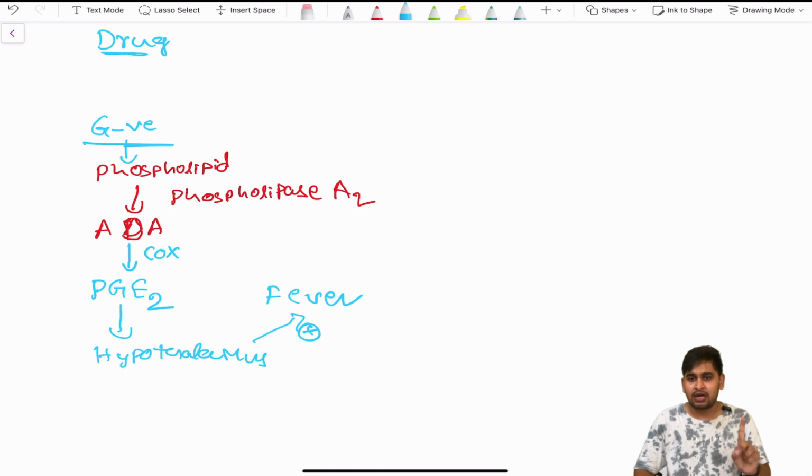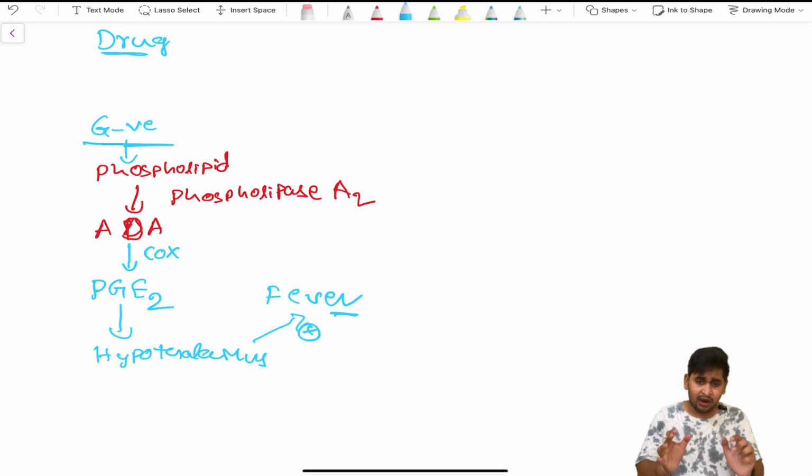COX means cyclooxygenase enzyme, and it converts arachidonic acid into prostaglandins, mainly prostaglandin E2, which alters the physiology of the hypothalamus. Then the imbalance of temperature regulation causes the fever. This is the pathophysiology, or causing pathway, of fever.